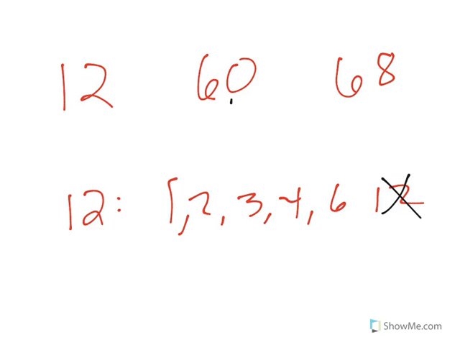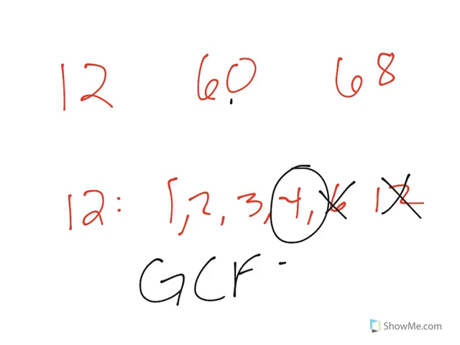Next number is 6. Does 6 go into 12? Yes. Does 6 go into 60? Yes. Does 6 go into 68? No, it doesn't. Let's try 4. Does 4 go into 12? Yes. Does 4 go into 60? It does. Does 4 go into 68? Yes, it does. So our greatest common factor is 4.